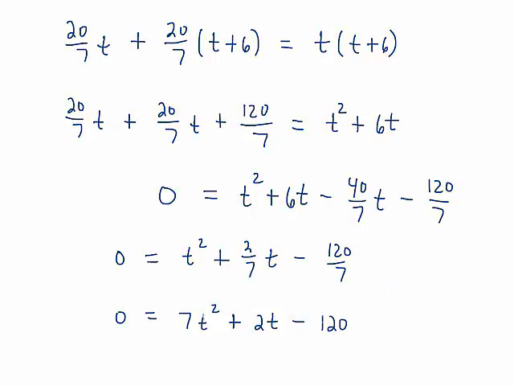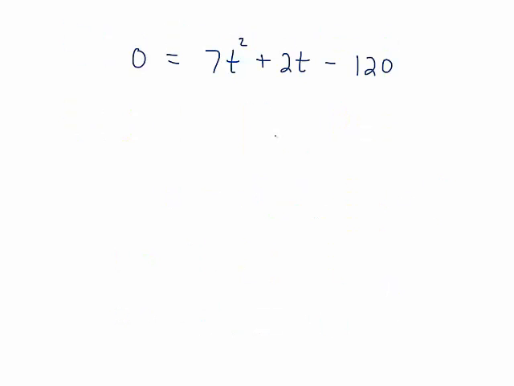And we'll go ahead and solve this quadratic by factoring. So we check the GCF, and we cannot factor anything out of all three terms on the right hand side. So we'll try to factor this trinomial as the product of two binomials. There's only one way to get a 7T squared, and that's 7T times T. And the other values that we need would be a positive 30 and a negative 4. And as you can see, if we FOIL this back together again, we will get 7T squared plus 2T minus 120.